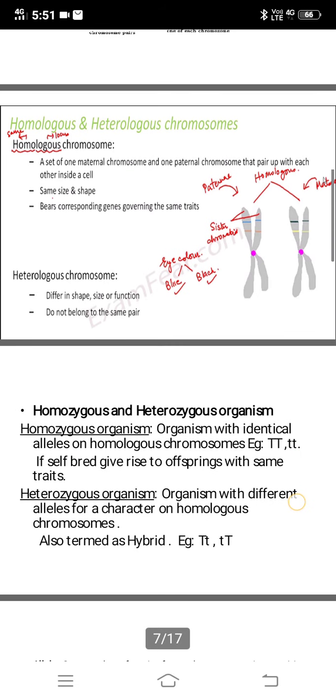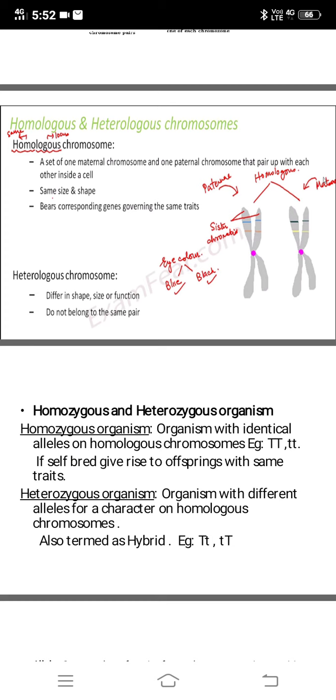Now, homozygous and heterozygous organisms. They are the organisms with identical alleles. Alleles, you have studied in 10th standard. You can see here capital T, that is the tall trait. Small t is the short trait. We have come across this in Mendel's experiment, and we'll be doing that in this chapter also. T is for the tall trait, and small t is for the short character of the pea plant.